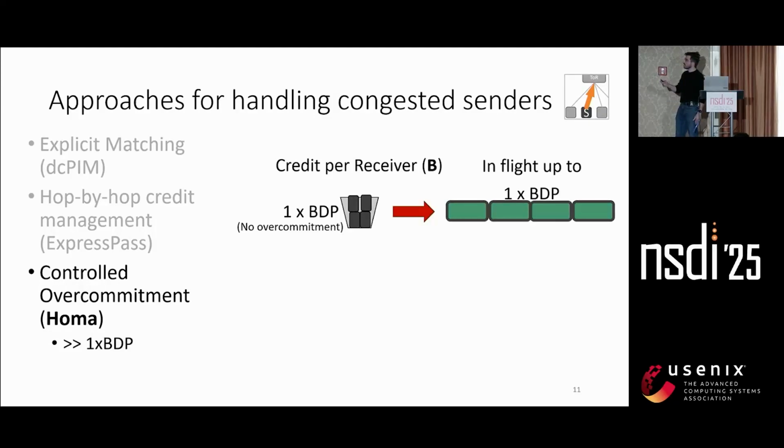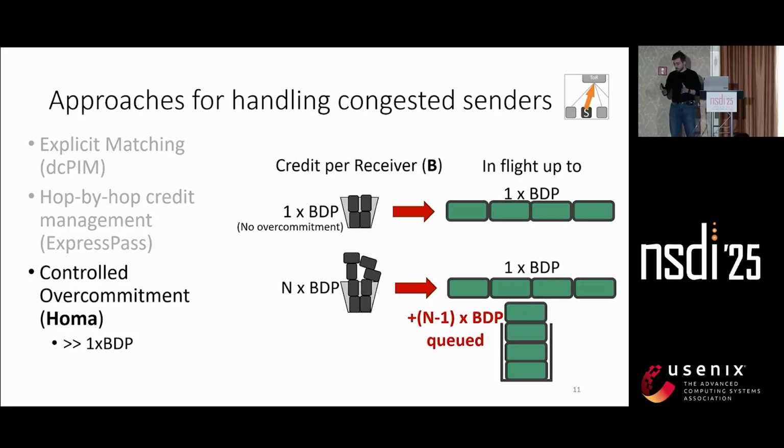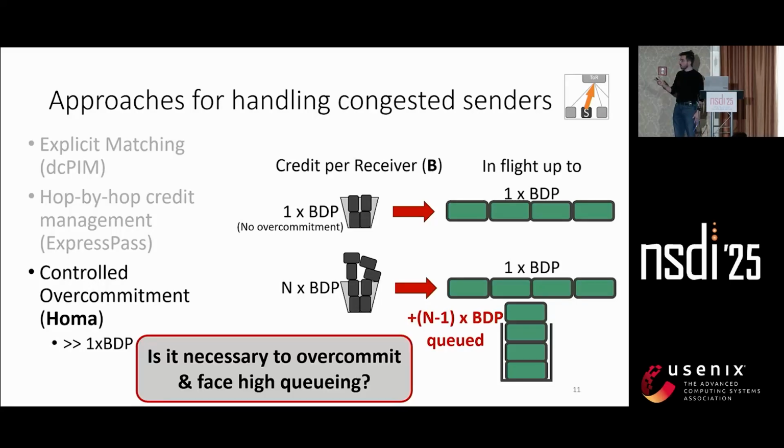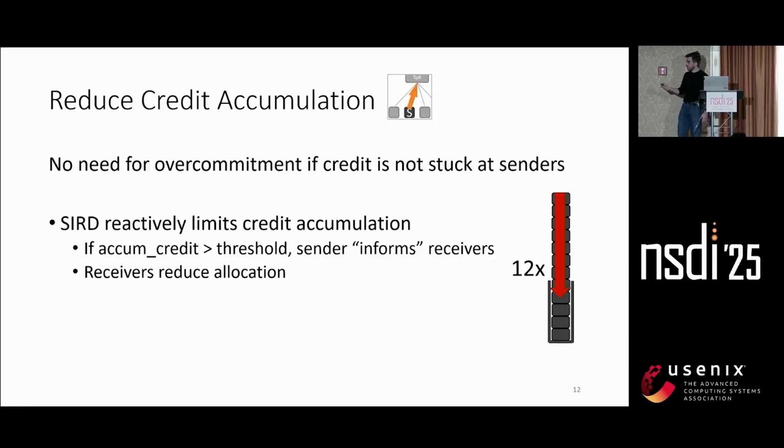The problem with this is that it leads to queuing. So let me illustrate this. So here we see what happens if there is no overcommitment. Each receiver has 1 BDP, and this leads to up to 1 BDP of data in flight. But if we give each receiver n times BDP worth of credit, we end up with, again, up to 1 BDP in flight that does useful work, and then n minus 1 times BDP that is queued. So the question is, is it necessary to overcommit like this and face high queuing? And we say that it's not, as long as credit does not get stuck at senders.